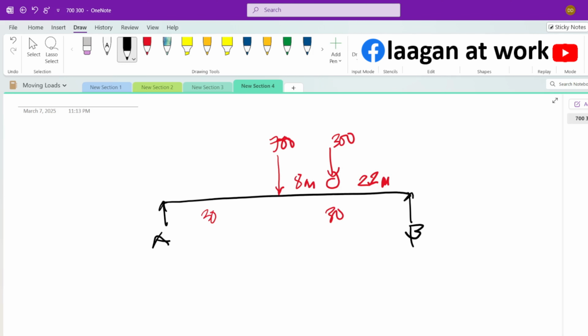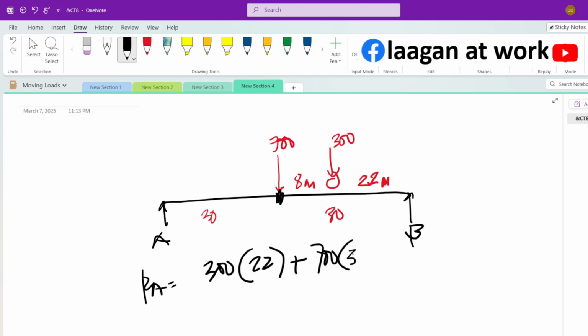Now, to get the moment at this point, we'll just get the reaction at A and then multiply it by 30. So RA is equal to 300 times 22 plus 700 times 30, divided by 60. So 300 times 22 plus 700 times 30, divided by 60, is 460.